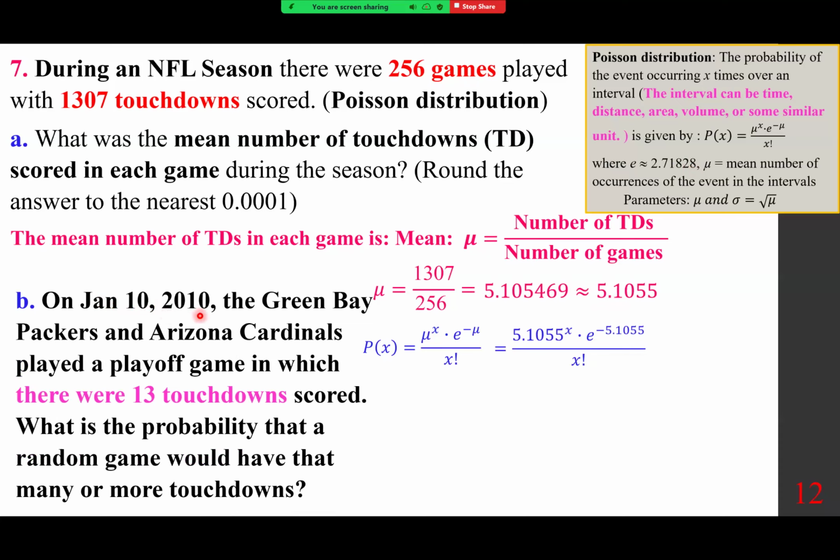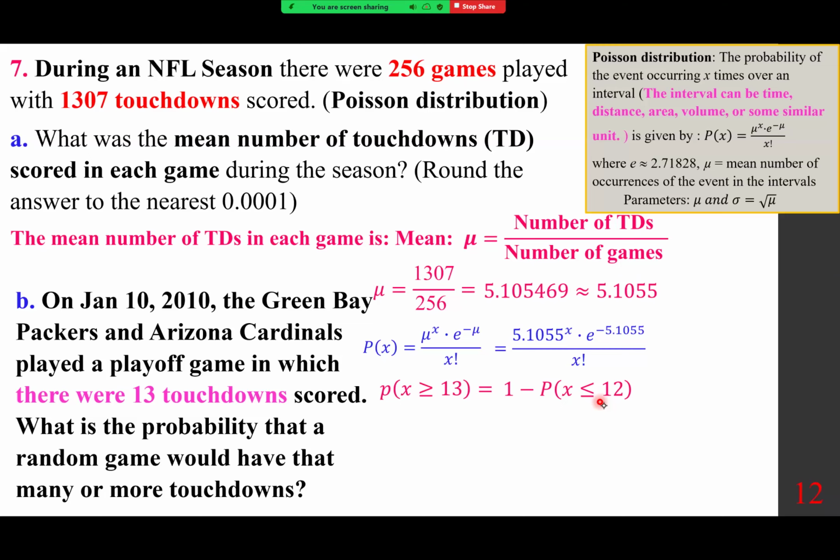On January 10, 2010, the Green Bay Packers and Arizona Cardinals played a playoff game in which there were 13 touchdowns scored. What is the probability that a random game would have that many or more touchdowns? We want the probability of x greater than or equal to 13, which means probability of x equals 13 plus probability of x equals 14, all the way to the last one, infinity in essence, as far as the Poisson distribution is concerned. So 1 minus probability of x less than or equal to 12. We calculate this one and subtract it from 1.